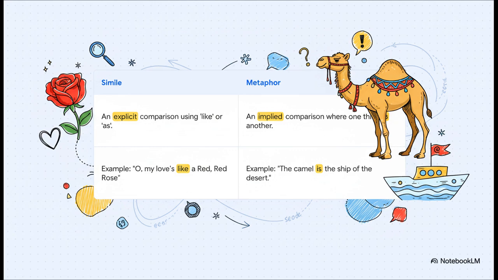Easy enough, right? A metaphor, though, that's where things get really interesting. It's way more direct. It doesn't say something is like another thing. It says it is that thing. The camel is the ship of the desert. See the difference? It's this powerful implied connection. And this isn't just for poets. Metaphors actually shape the way we think. Just consider the idea that argument is war. We attack positions, defend our claims, and try to win debates. That's a metaphor that structures our whole approach to disagreement without us even noticing.